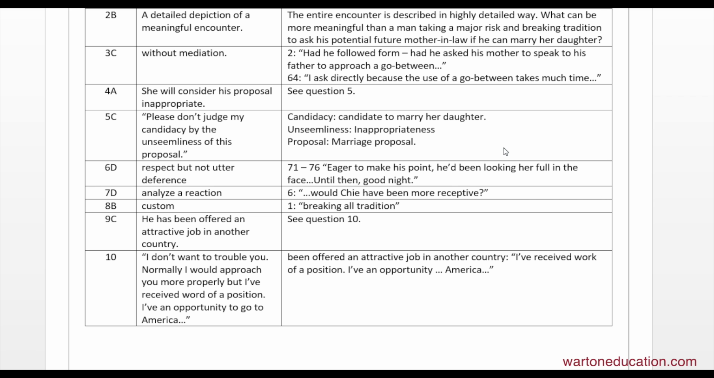9c, the reason his meeting with Chia is urgent is because he's been offered an attractive job in another country. And you can see here in my evidence from 10, I've received word of a position. Sorry, there's a typo there. I have an opportunity to go to America, to another country. Again, it's perfectly reflected in the text, the correct answer.